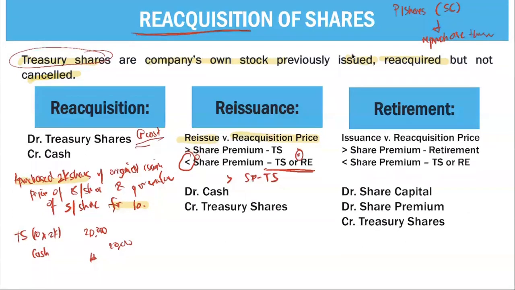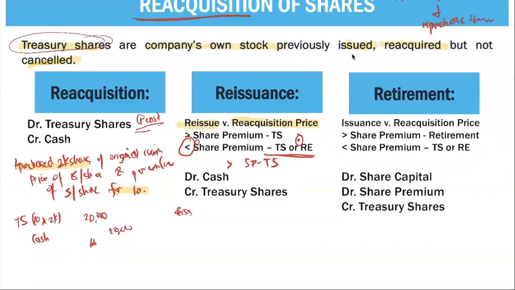So, let's say reissued 1,000 shares for 11 per share. Okay. So, what is the reissue price?